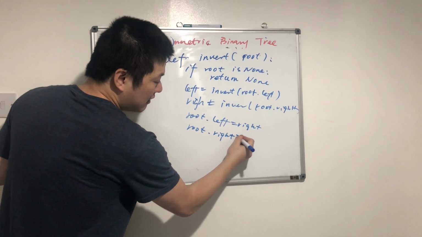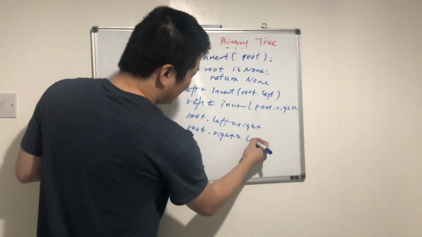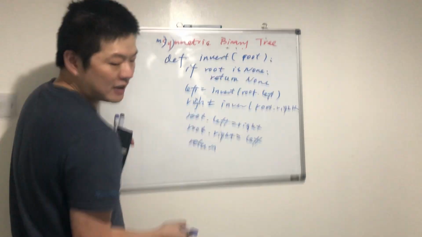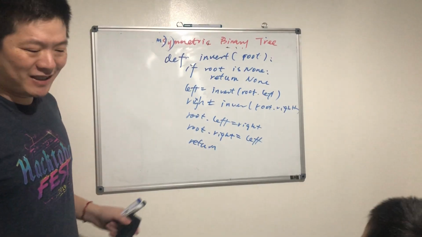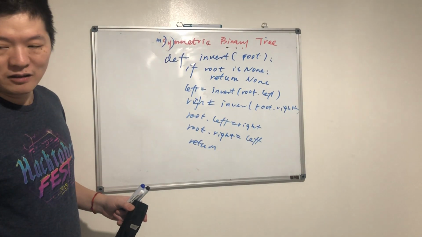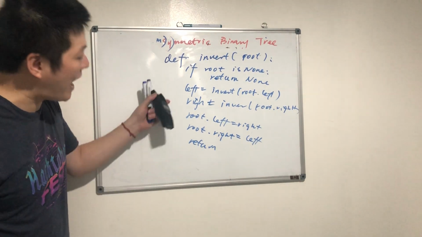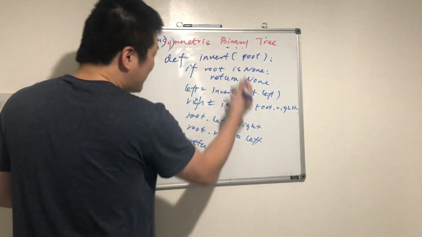Root of left equals right. Root of right equals what? Left. Yeah, we are inverting, yeah? And then return what? True? What true? You're not making a guess. Return what? Left, right. Wait. What are we doing here? We are returning the root.